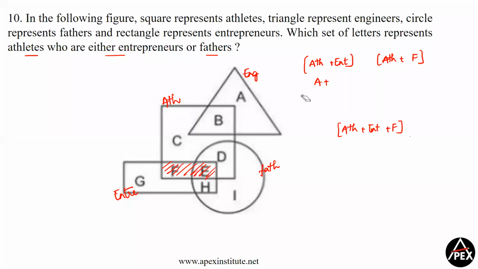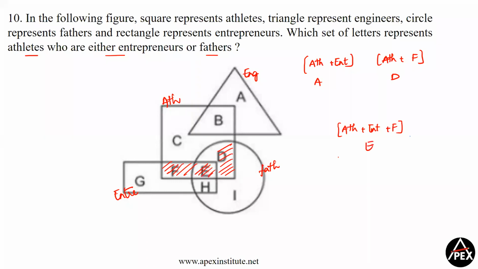Okay, so I will consider only A. Now athletes and fathers, this region D. Now do we have any other region common to athletes, entrepreneurs and fathers? Yes, we have, sir, this.